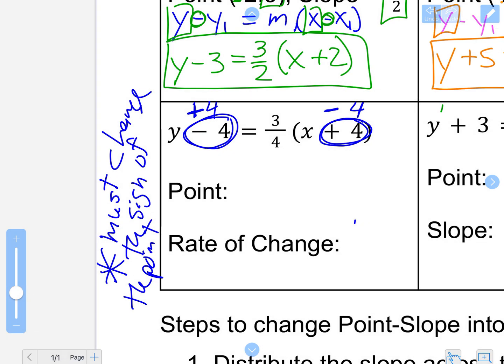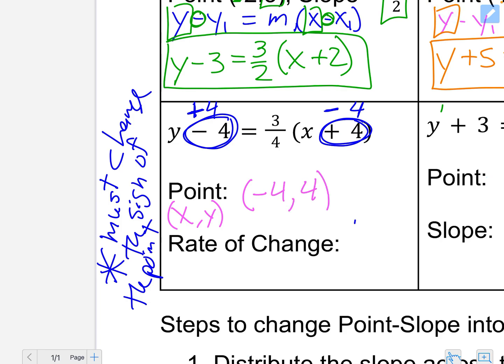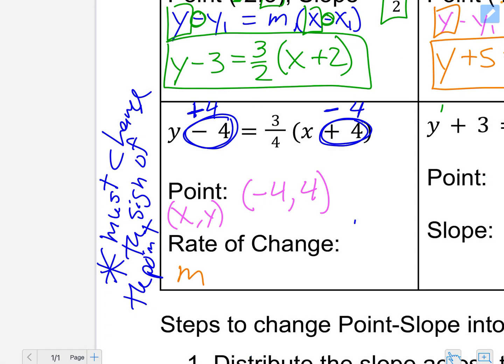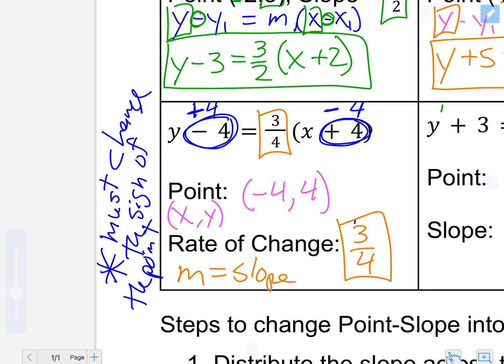When we write our point, we always write our point as x, comma, y. Since I've already flipped the signs, I need to write my x first, which is negative 4. And then I need to write my y second, which is a positive 4. Next, our rate of change is simply our m, or our slope. And our m, or our slope, in this equation is a positive 3/4.